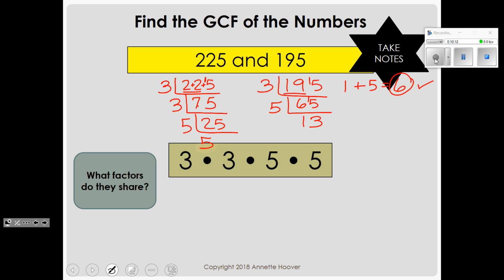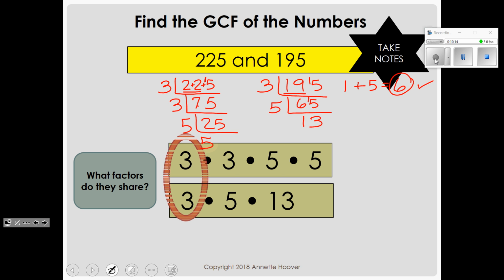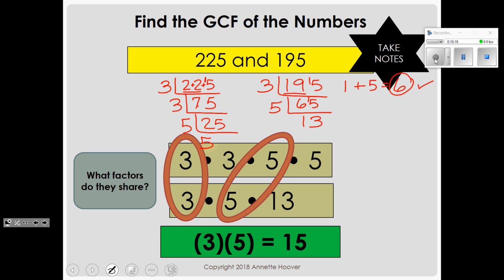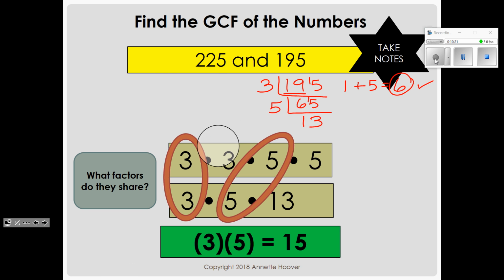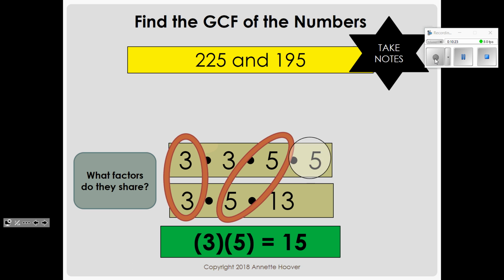Here they are written out horizontally. They share a 3, they share a 5, so the greatest common factor is 15. So this is a method that, if it helps you, you can use to find the greatest common factor of numbers.